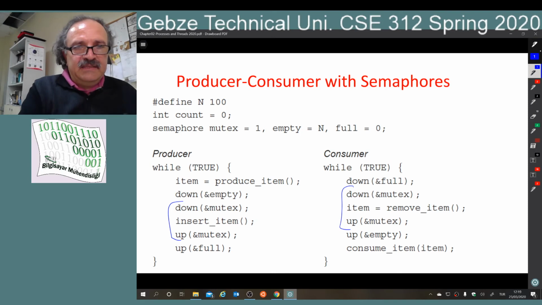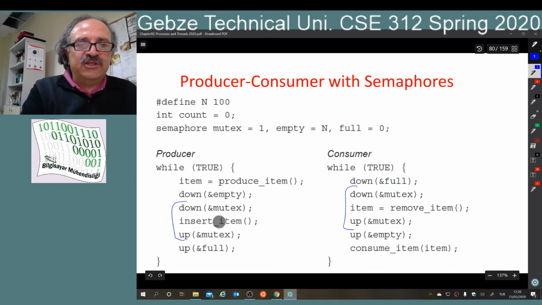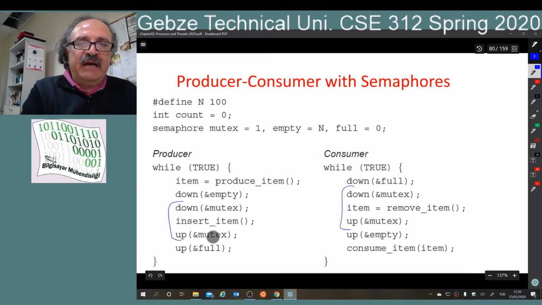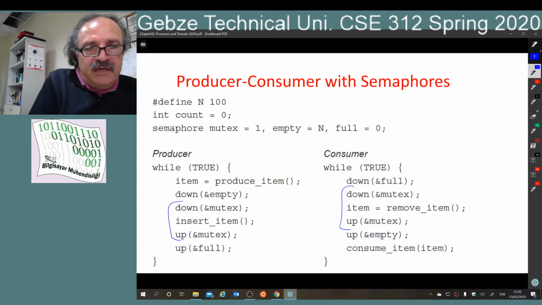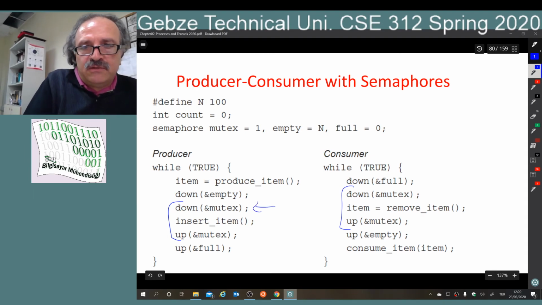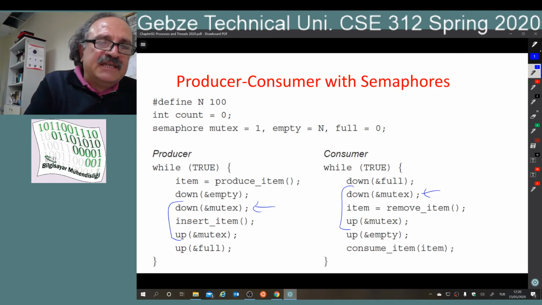It's a mutex. I down it. If it is 1, I make it 0, and I enter the critical region. I insert my item and exit. I up it. This one says that down. If it is 0, then it's going to sleep, right? So I will sleep either here or there. That's one possibility to sleep. The other one is this.